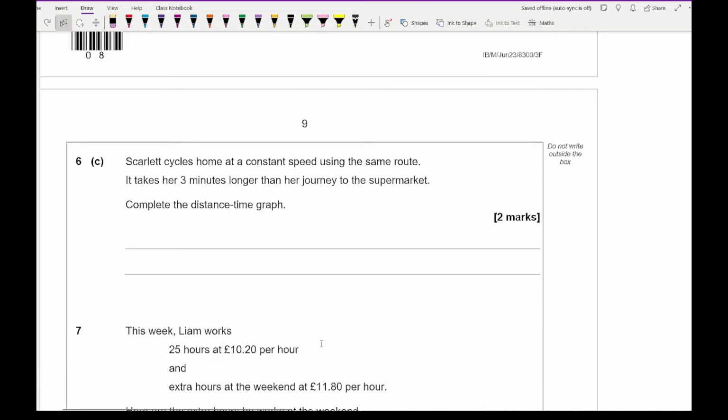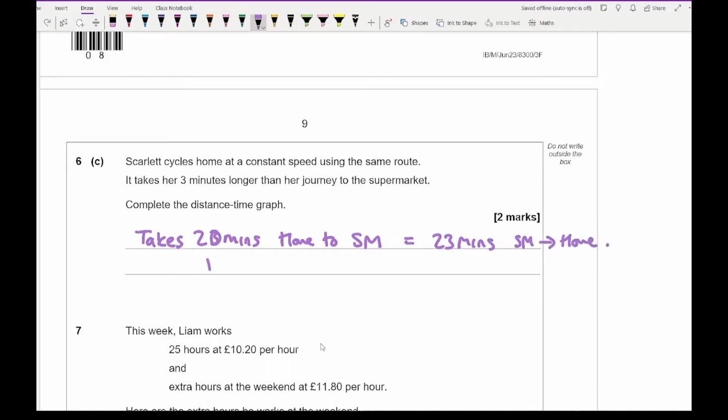It then says for 6C, Scarlett cycles home at a constant speed using the same route. It takes 3 minutes longer than her journey to the supermarket. Complete the distance time graph. So here we can see that from the first section it takes 20 minutes from home to the supermarket. So then it's going to be 23 minutes from the supermarket back home.